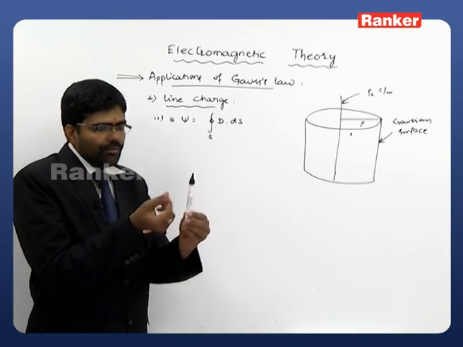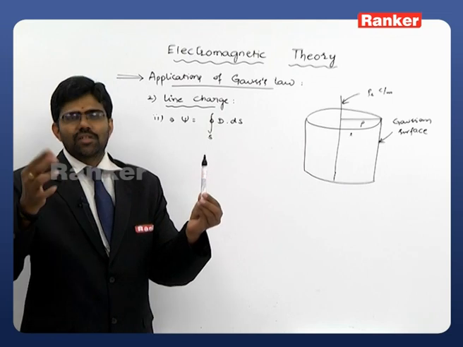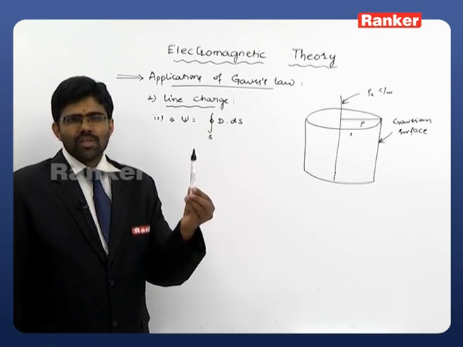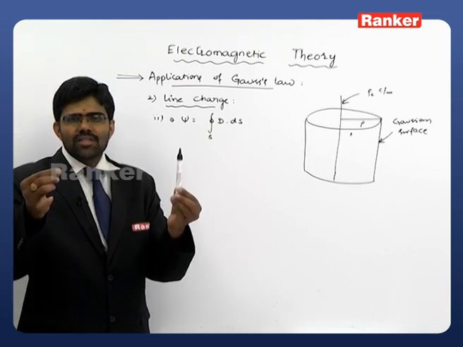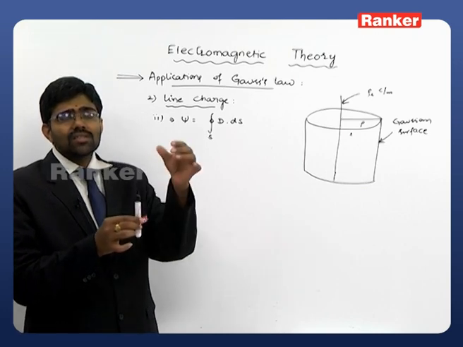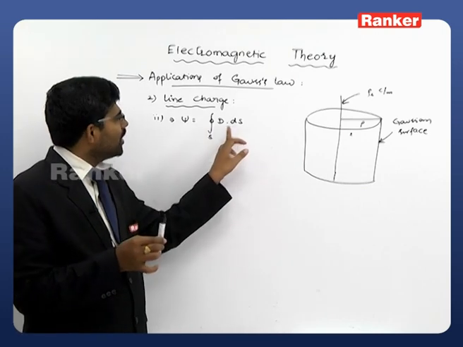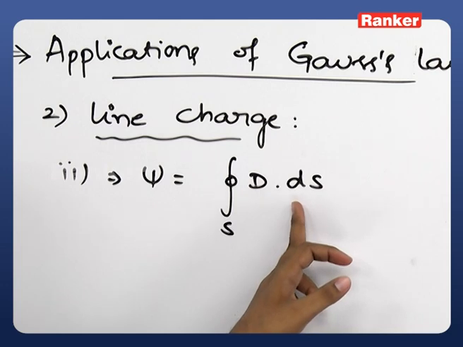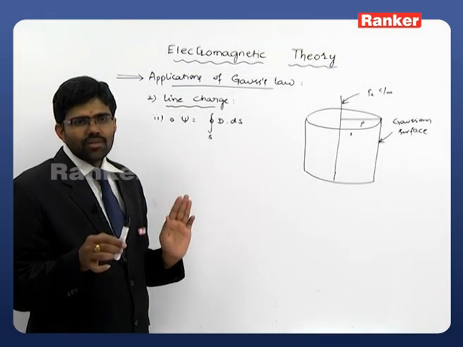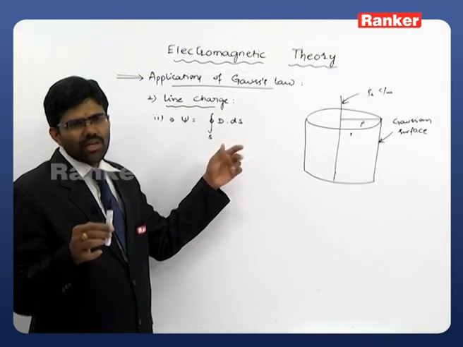Always, for a line, the D is in the radial direction, that is what we can say. Since D is in the radial direction, for any other direction of this surface, if we are considering D dot dS, we may not get the exact answer. We may not get 1 for the dot product, we may get something else.